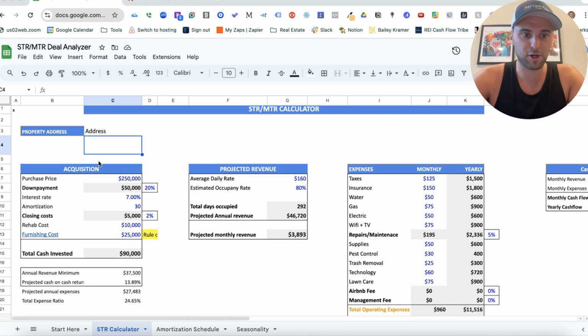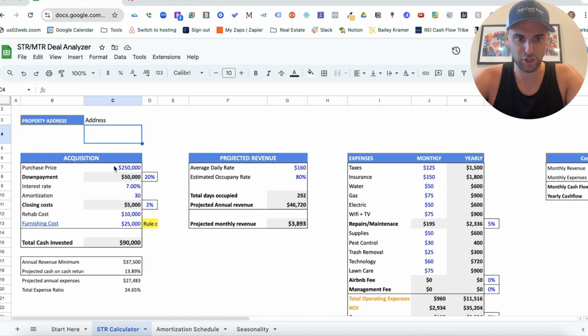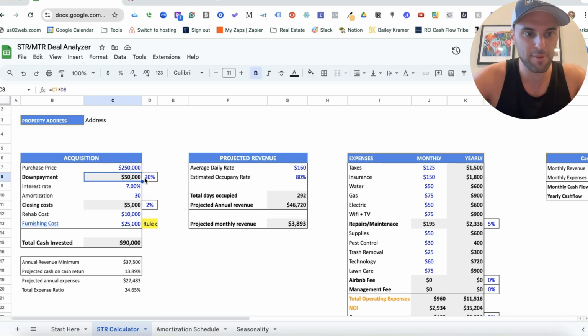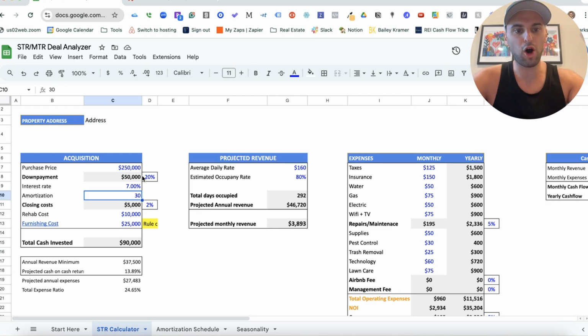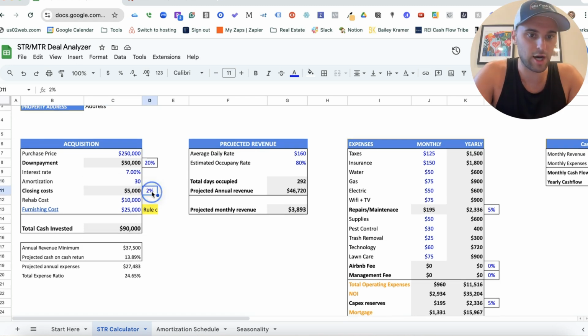All right, so first things first, it starts with the acquisition information. So on the left-hand side, we're going to put in how much the property costs, the down payment, interest rate, amortization, all those details that we're going to need to know up front, okay? This is just an example scenario, but as of when I'm recording this, it's pretty accurate. You're going to put down 20%, around a 7% interest rate, 30-year amortization, closing costs around 2%, rehab costs, and furnishing costs. Of course, that's just going to depend on the property.